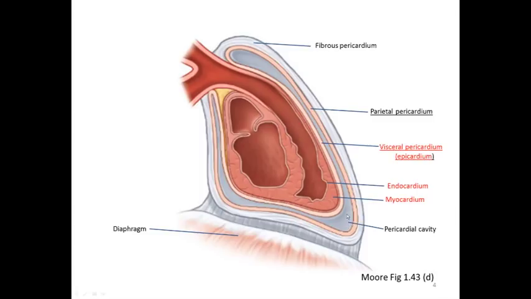And what are we going to find in a cavity? This is a serous membrane. It's going to secrete serous fluid. So in that cavity we're going to find serous fluid, which is going to act as a shock absorber. It's going to be slippery, because the heart's constantly moving, so it's going to allow movement without generating heat and friction.